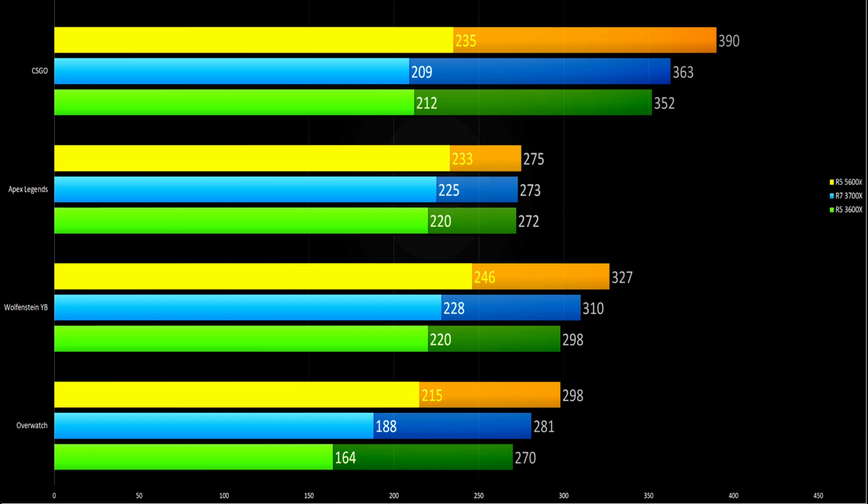Moving on to the gaming benchmarks, I selected a cross-section of games that are more CPU dependent, some more GPU dependent, and some balanced, some easy to run and some more difficult. All games were run at 1080p high settings unless otherwise mentioned to put more work on the CPU.